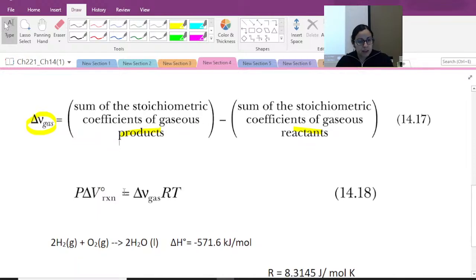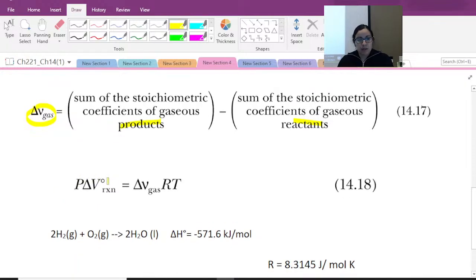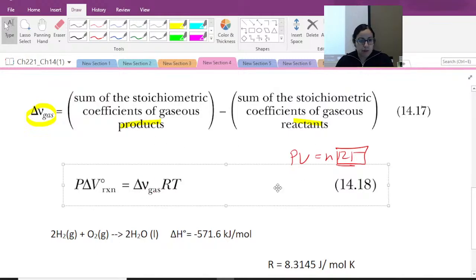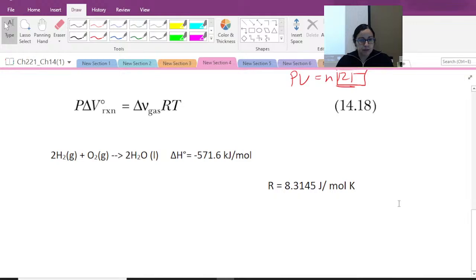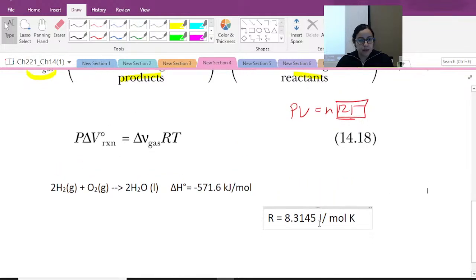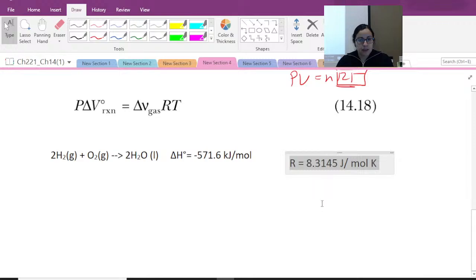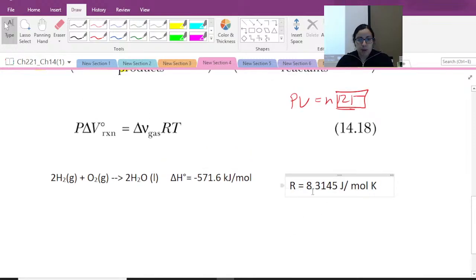And so now this pressure times change in volume is equal to our change in volume here times RT. And this is related to our gas laws, right? So PV equals nRT. And so now we've taken our pressure volume and stuck RT into there instead so we can solve for it at our different volumes. And R in this case is 8.3145, and that's joules per mole Kelvin here.